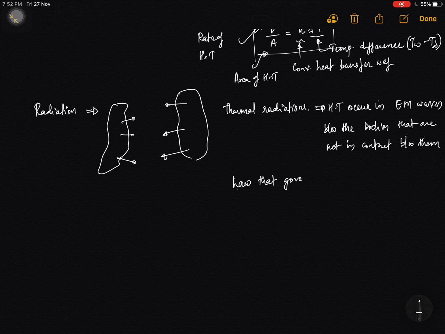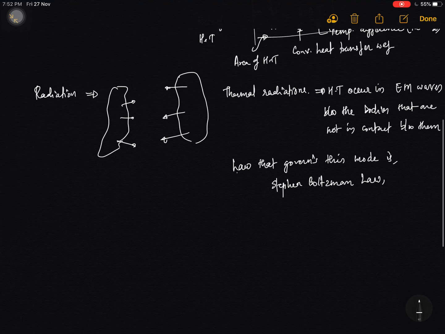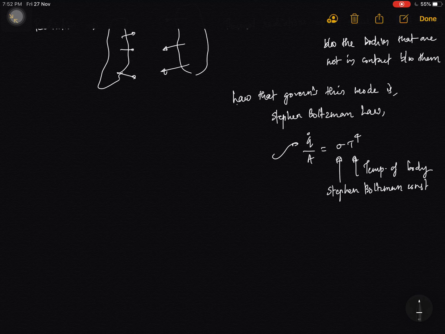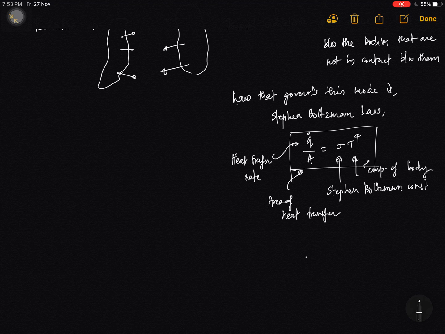The law that governs this mode of heat transfer is the Stefan-Boltzmann law, and in this, heat transfer per unit area will be equal to sigma into T raised to 4, where sigma is the Stefan-Boltzmann constant and T is the temperature of the body. Q is the heat transfer rate, and A is the area of heat transfer or the surface area of the object. So these are the three modes of heat transfer.